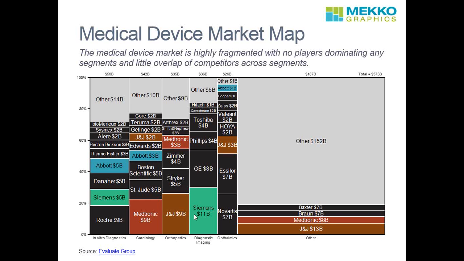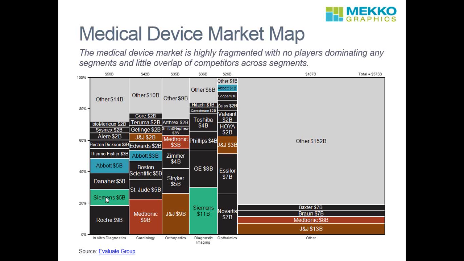What I did in this market map was try to show you that each market has a very different set of competitors, and I did that using color. All of the competitors that are in just one market are in this dark gray. So Roche is only in vitro diagnostics, St. Jude is only in cardiology, and then I used colors to show competitors that were in more than one market.